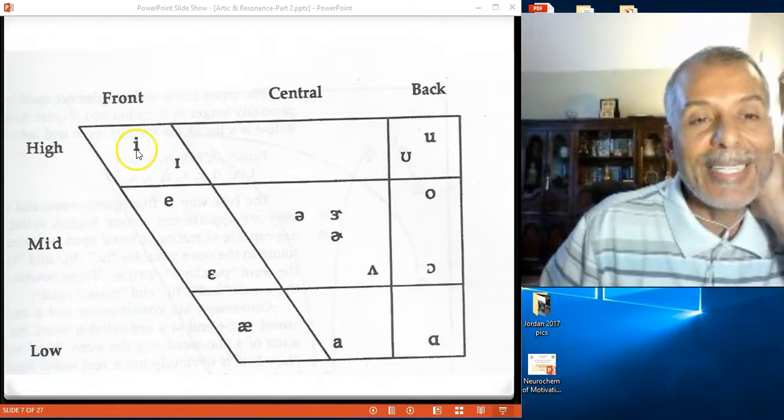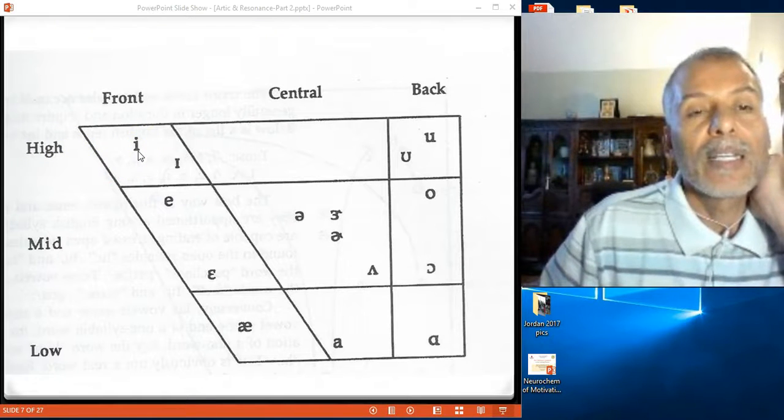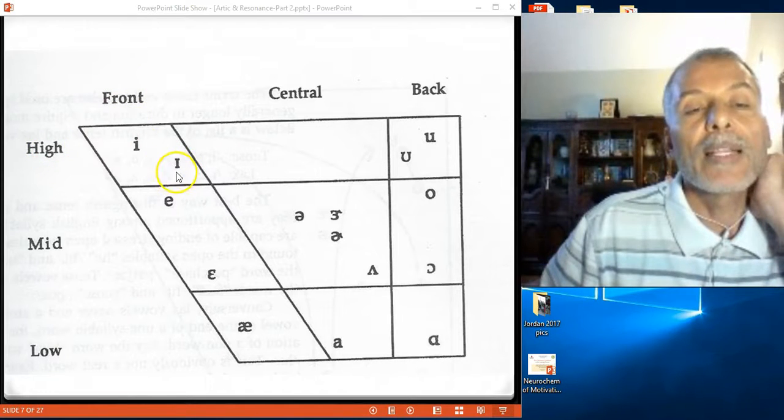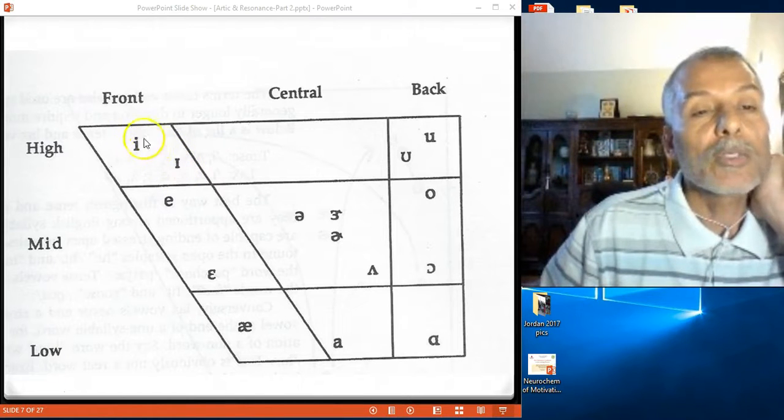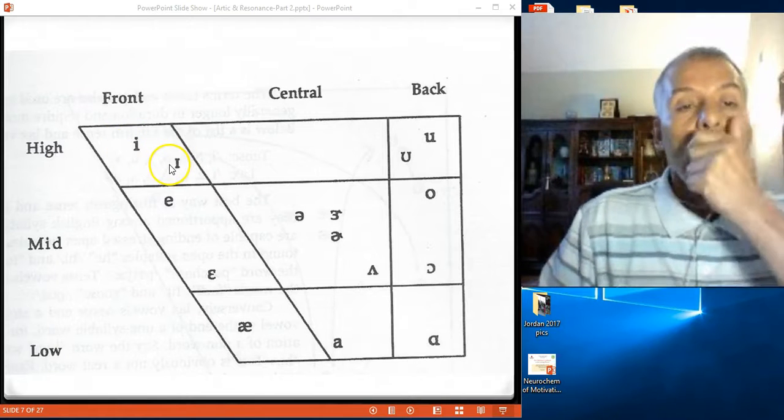So E is a high front, tense, unrounded vowel. Listen to this one then. The I. It's also high front and unrounded, and the only difference is it is lax. So these two sounds are similar in everything except that one is tense, one is lax.